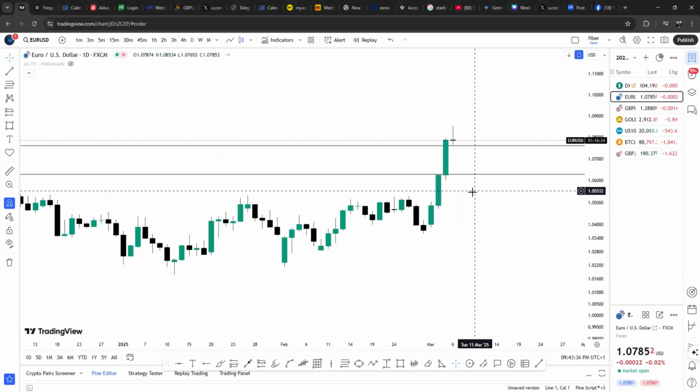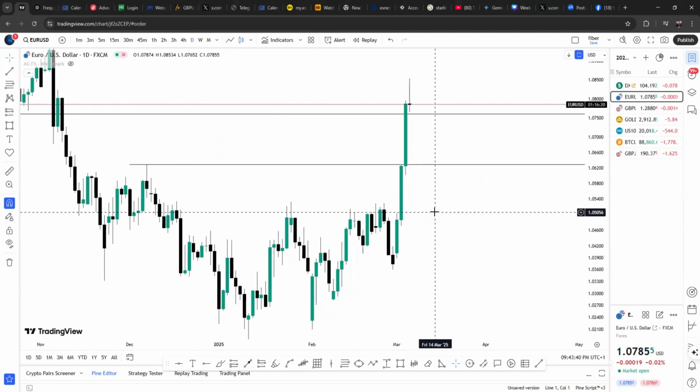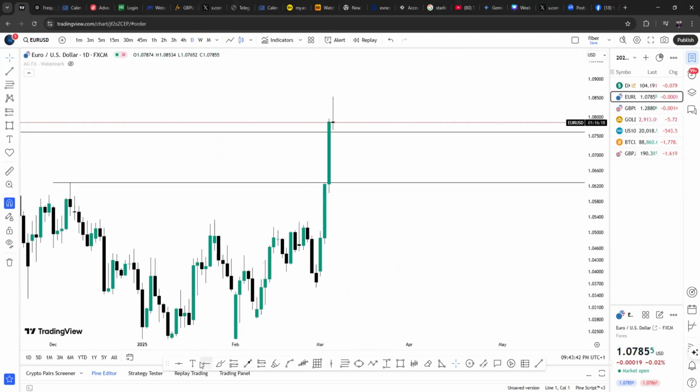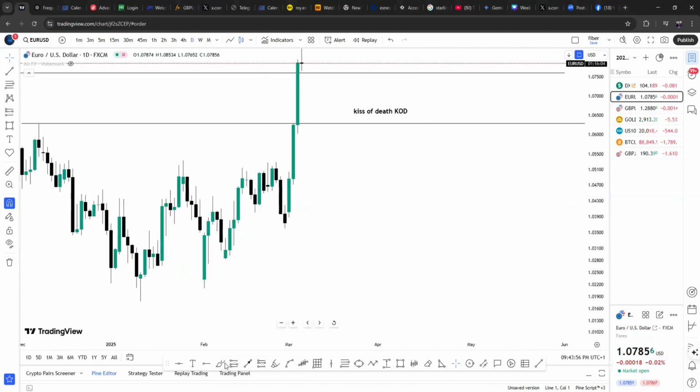So coming down to the daily time frame, there's one thing I want to emphasize in this video, which is what they call the KOD. It is called the Case of Debt, which is simply abbreviated as KOD. Now, what is KOD? The Case of Debt is simply a price movement that happens when price is about to hit its target.